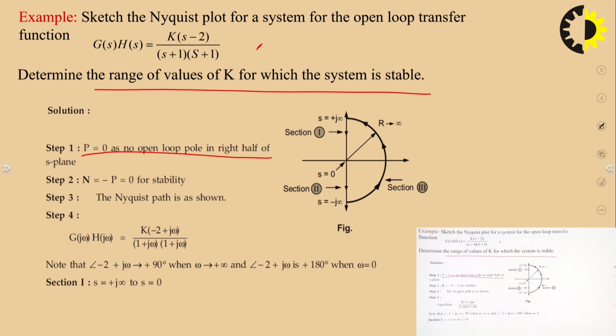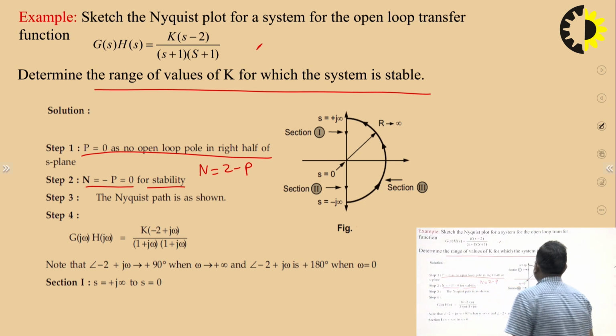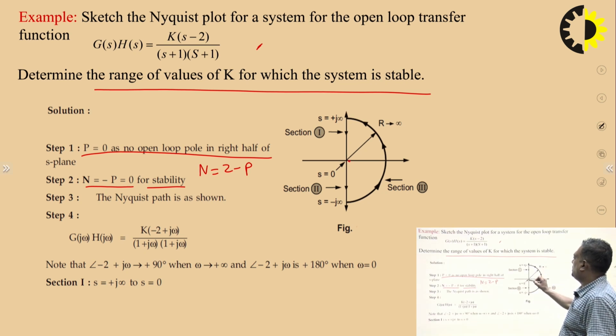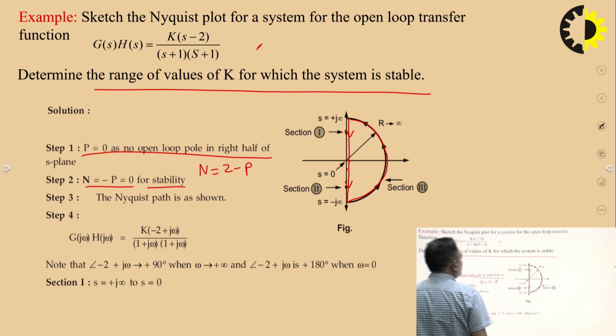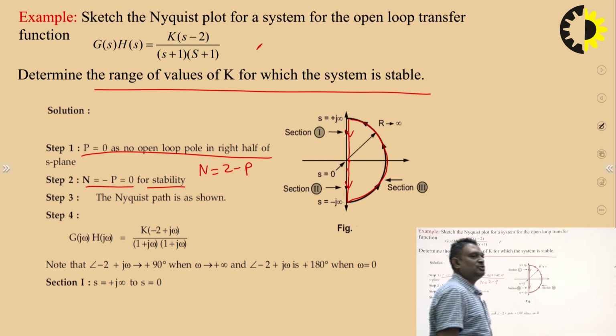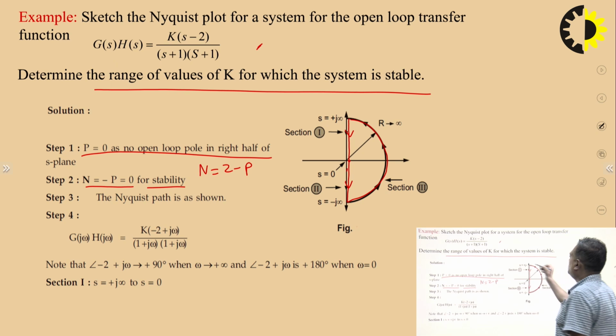So the condition of stability is n equals to z minus p. Because there is no zero and no pole in the right half, n equals to minus p equals to 0 is the condition for stability. Now we will put s equals to j omega in this equation, and we will also draw the Nyquist path. Because there is no pole at the origin or imaginary axis, the Nyquist path starts from plus j infinity, passes through s equals to 0, reaches minus j infinity, and then goes from minus j infinity to plus j infinity with a semicircle of infinite radius.